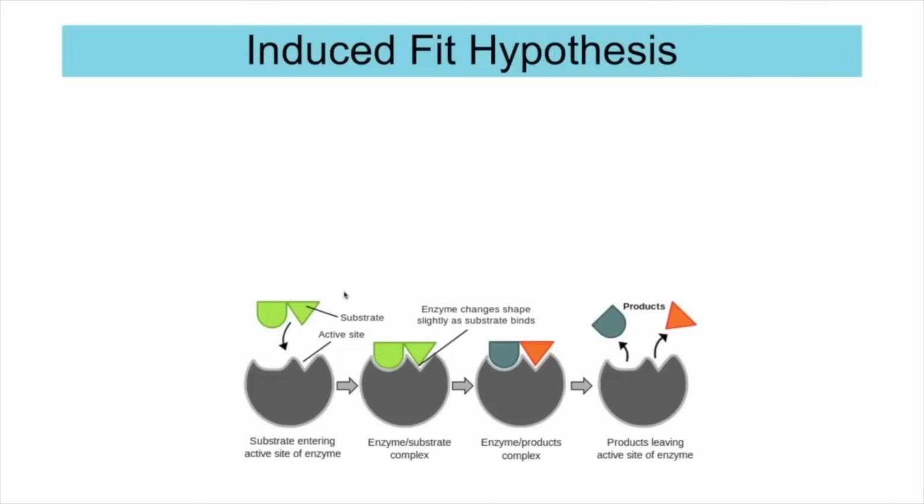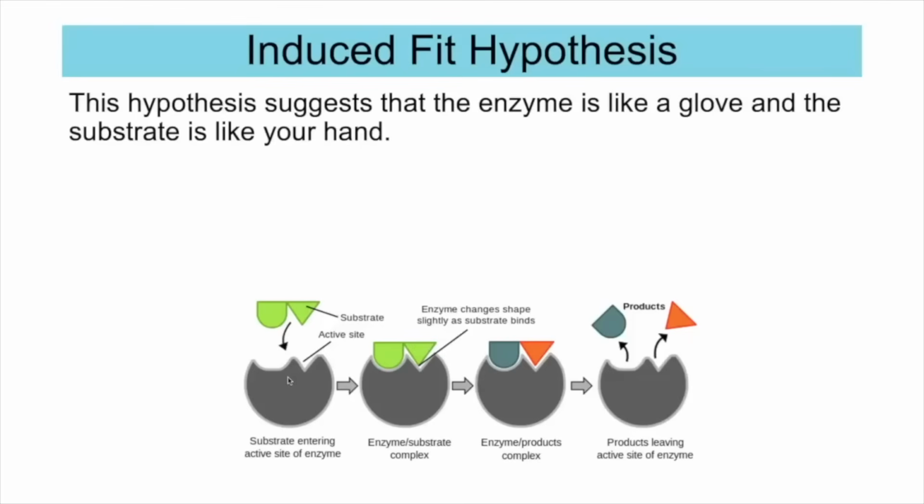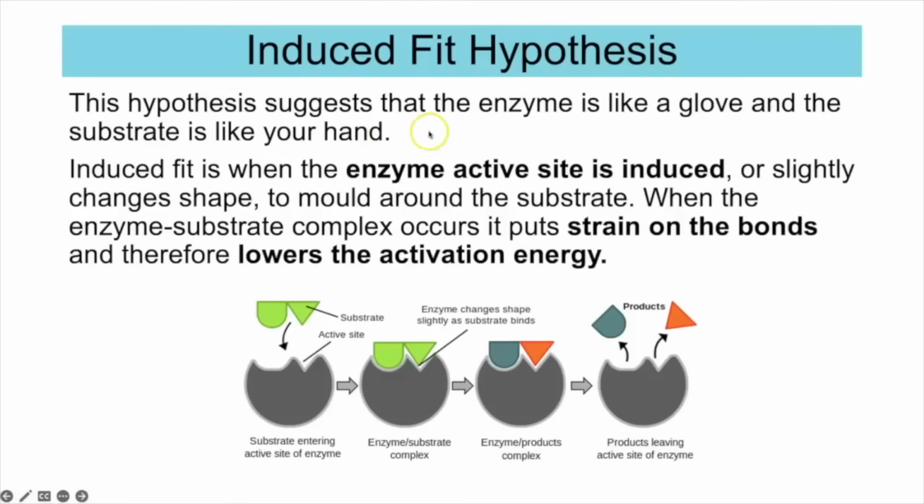Now, since we've started to learn more about the molecular structure of proteins and understanding that they are actually slightly flexible and can move, that hypothesis was updated. So the induced fit hypothesis is the current accepted model. And this one suggests that an enzyme is like a glove and the substrate is like your hand. And by that we mean the glove and the hand are not perfectly complementary in shape until you put your hand inside the glove. So the induced fit model is when the enzyme active site is induced, meaning it's caused, to change shape around the substrate.